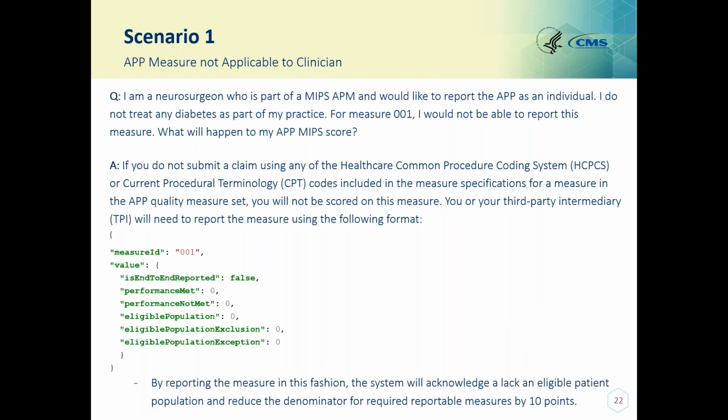So here you see that in this particular example from the JSON file, the measure ID is 001. The end-to-end reported status is false. Performance met, you must report this as 0. Performance not met, you should report as 0 as well. Eligible population as 0, the eligible population exclusion as 0, and also the eligible population exception. And so by reporting data in this manner, this indicates to us that eligible population was not met, and that we would reduce this particular measure out of the denominator. Next slide.